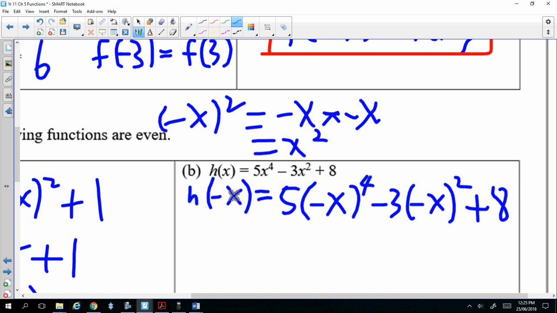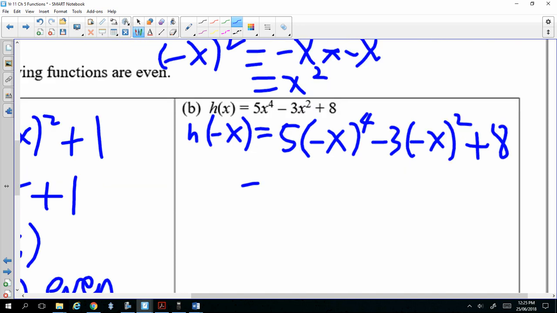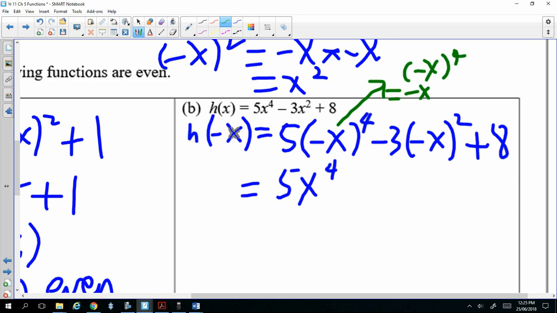Okay, let's move on. And then you do 5. -x to the power 4 will be 5x to the power of 4. Can you see that become positive? Hopefully you can see that. If you don't, just do this: -x to the power 4 means -x times -x, 4 times. And when you multiply it 4 times, you get positive x to the power 4. Okay? Same thing for the other one, you get positive.